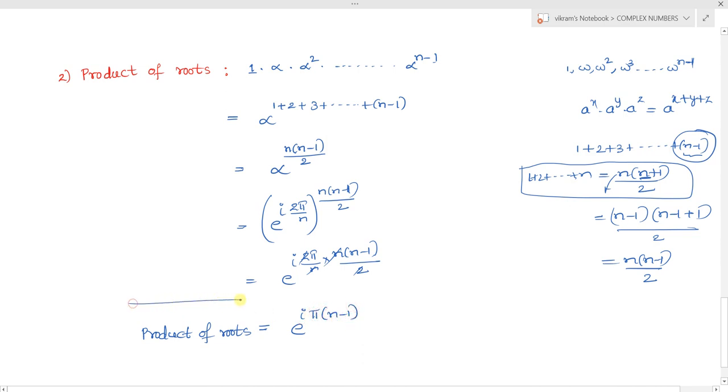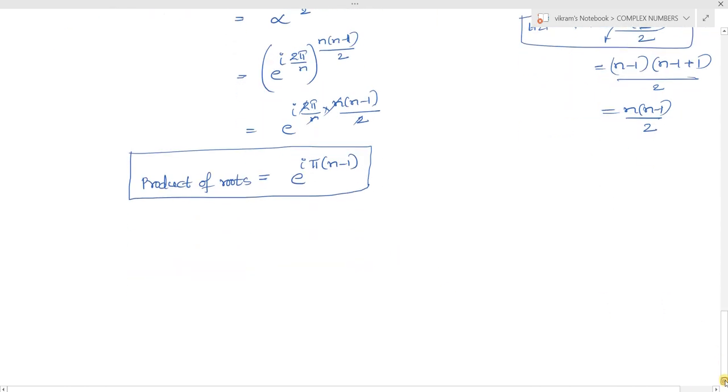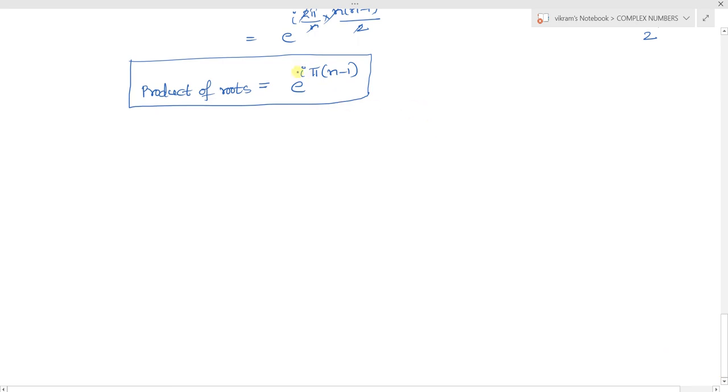Okay, the product of the roots is e^(iπ(n-1)). Depending on the value of n, we obtain the product of the roots. We can write e^(iθ) = cos θ + i sin θ. Then this is cos(π(n-1)) + i sin(π(n-1)).